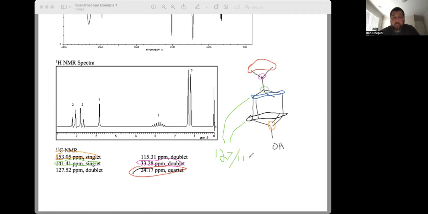So my carbon-13 NMR spectrum exactly matches what I would expect for the carbon-13 NMR spectrum from this molecule. So that gives me extra confidence that I probably have the right structure. All right. So any questions on this example?